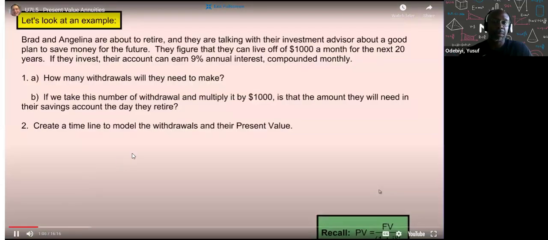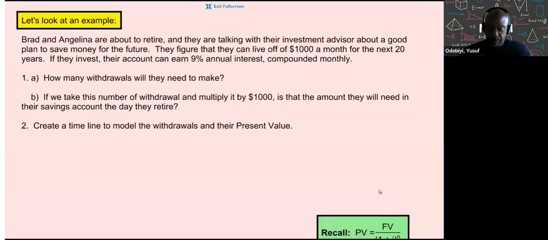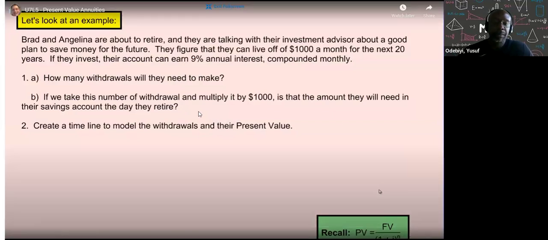Here we have Brad and Angelina, who are about to retire. There you go. Retirement, right? That's what I was just talking about. They're talking with their investment advisor about a good plan to save money for the future. They figure that they can live off of $1,000 a month for the next 20 years. Yeah, not the way they live, but... You see that? I was saying 25 years. They're saying 20 years. Okay. Well, of course, if we're talking about the same Brad and Angelina.